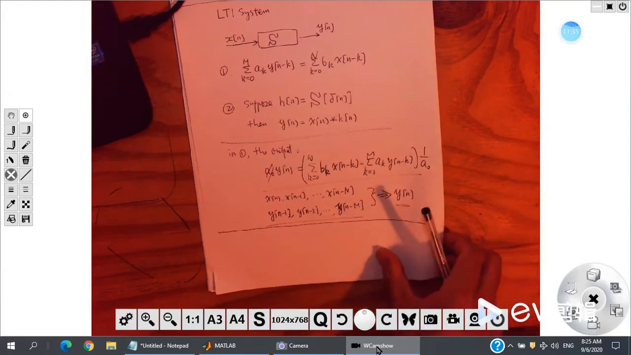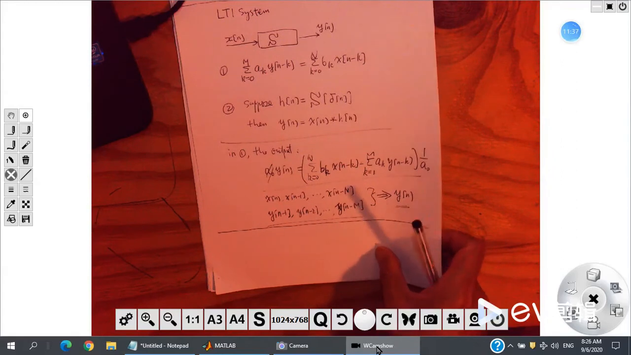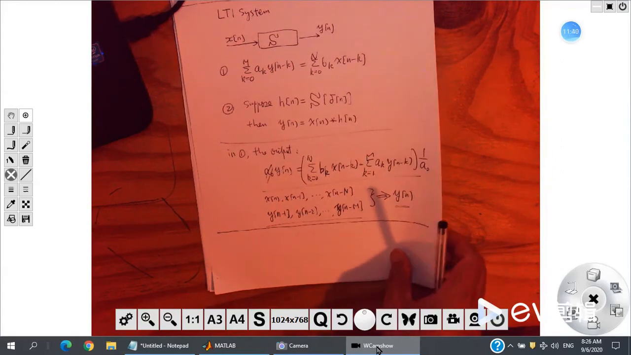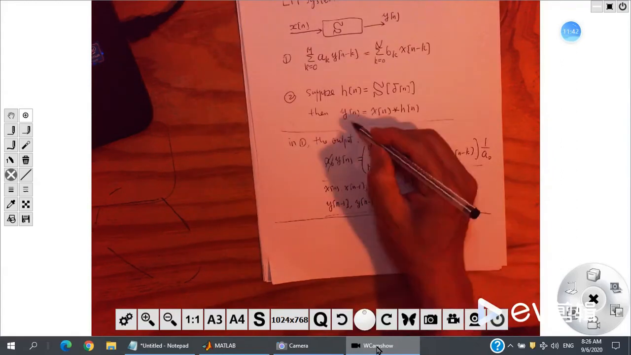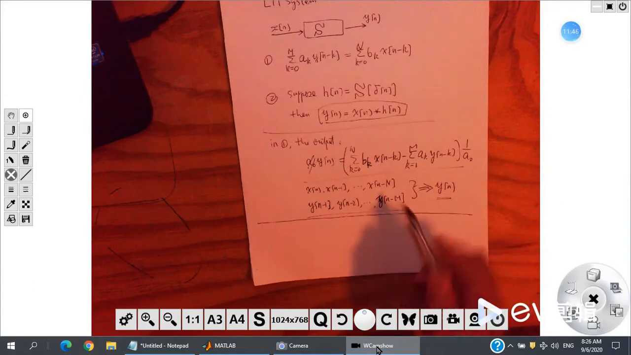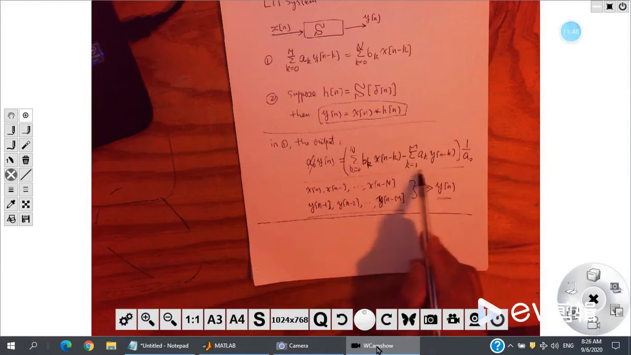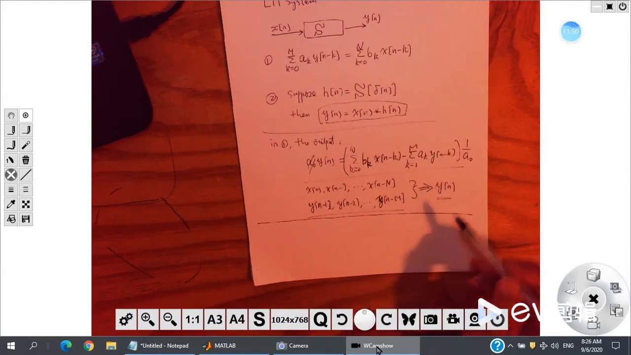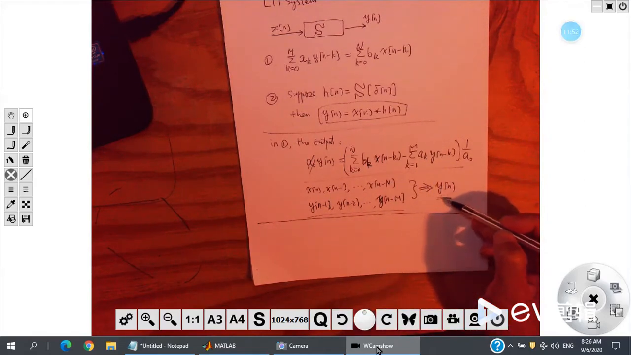Now we consider more about the convolution, how to calculate the convolution, right? The important thing is here. Actually this one is more useful than this way. This way, you can calculate one by one, step by step.